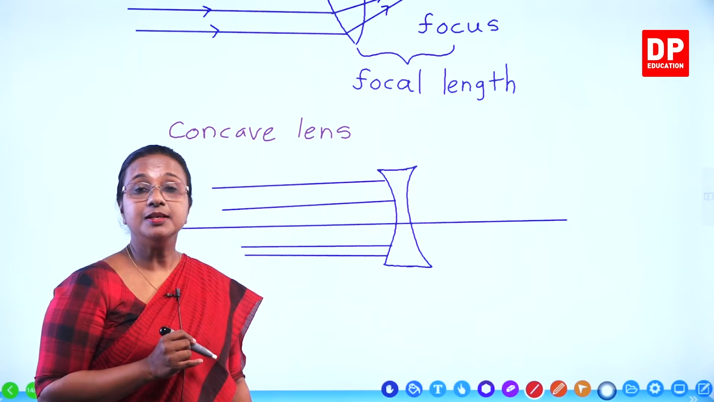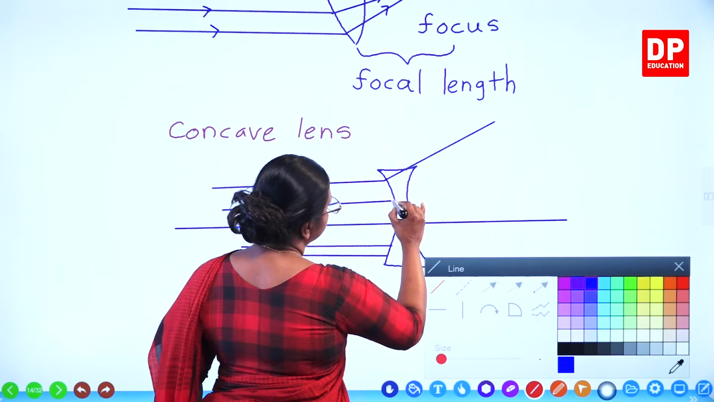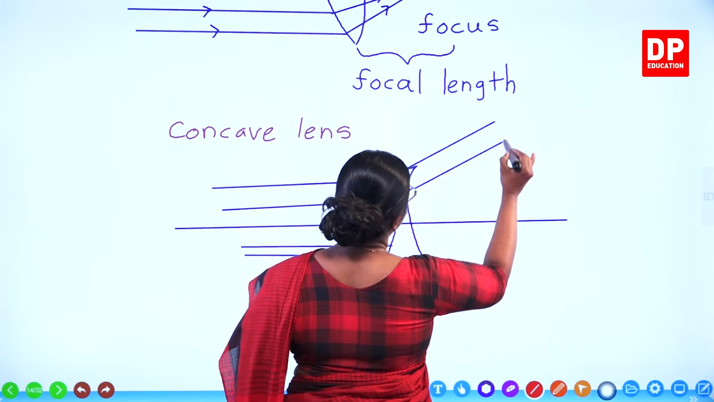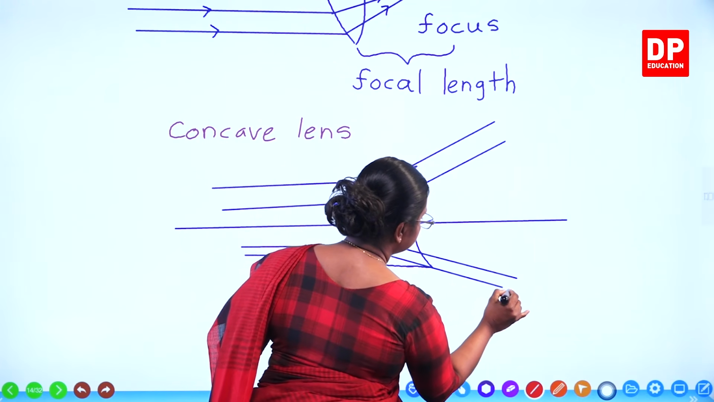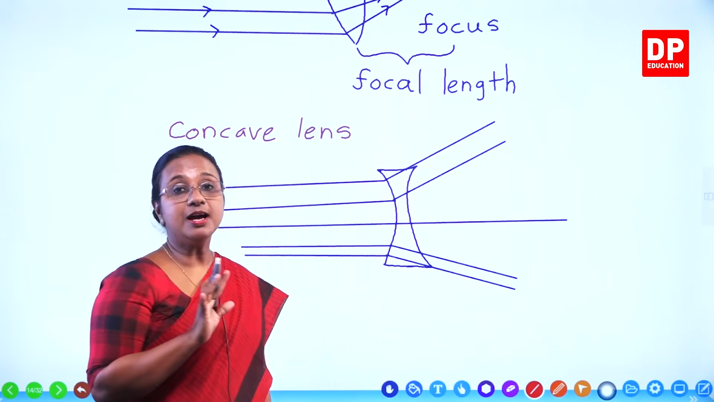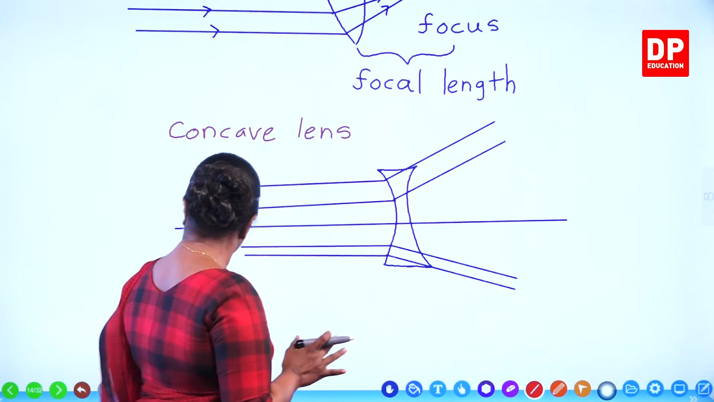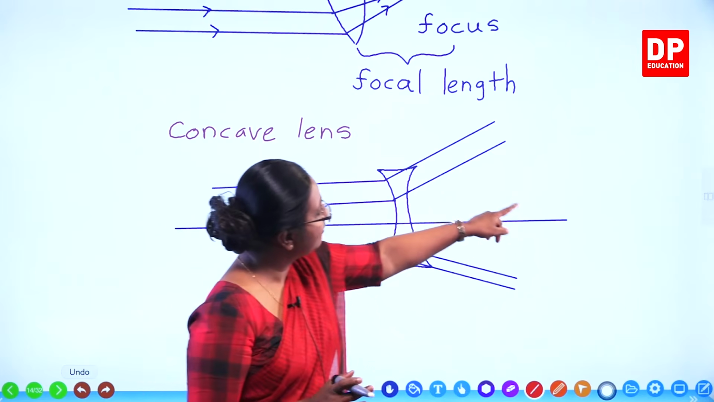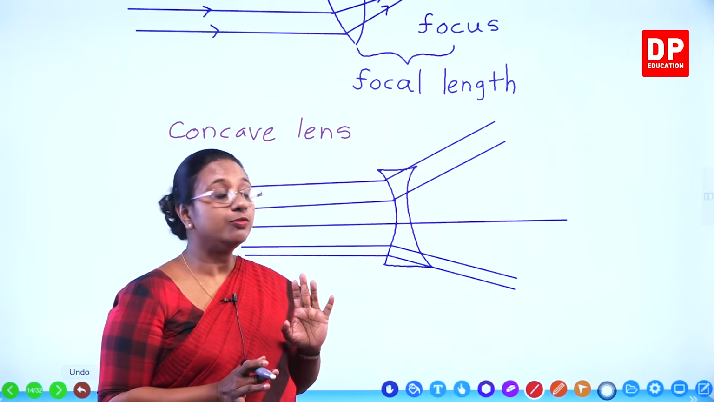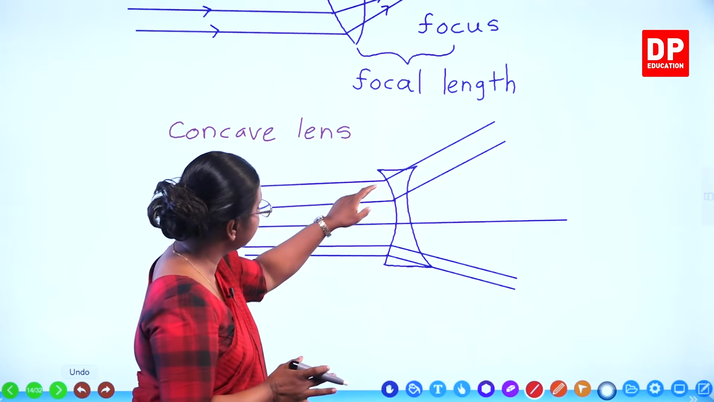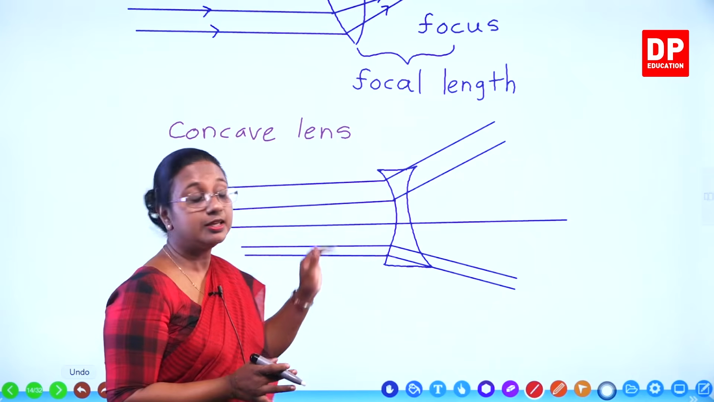So what happened here? They diverge. They go away like this. All the rays are diverging. They are going away from each other. So that means, unlike in the previous one, they will not meet on the other side of the lens. So what we do is, we extrapolate these rays to the same side from where you got the rays.